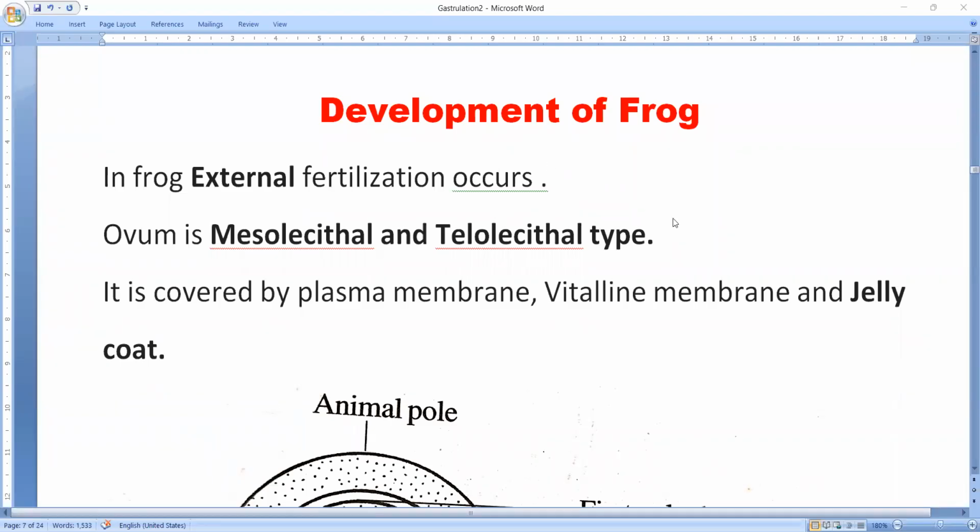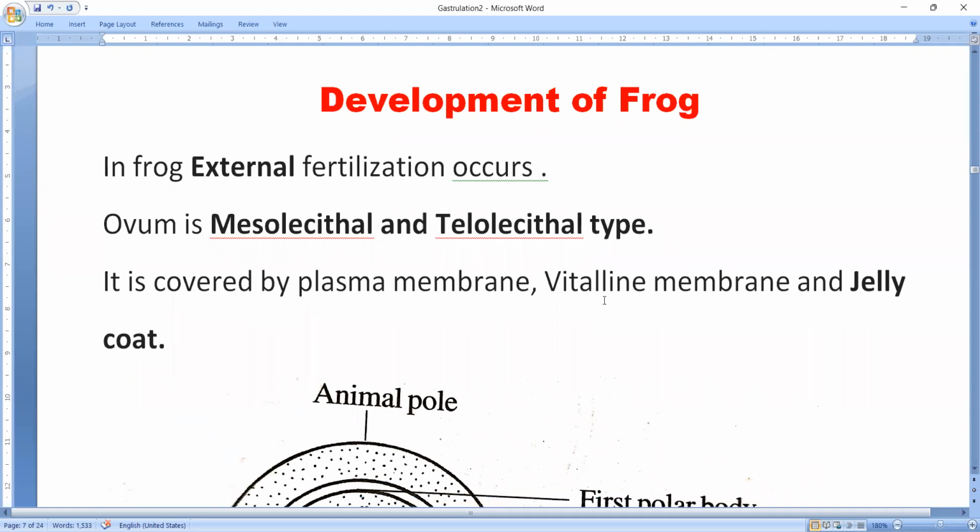So yesterday we slightly discussed the development of the frog. I'll just revise briefly. We all know that the frog is an amphibian and its fertilization occurs in water. So as usual in the frog, the fertilization is external.